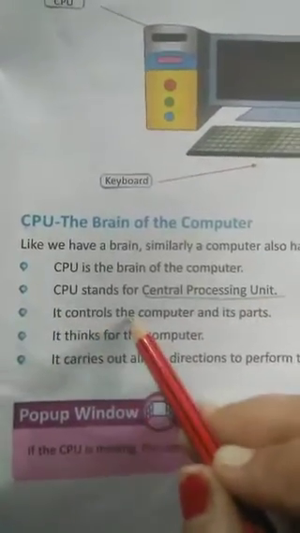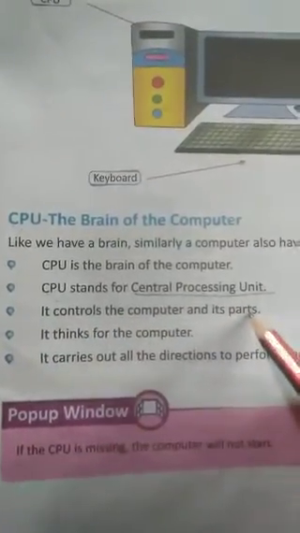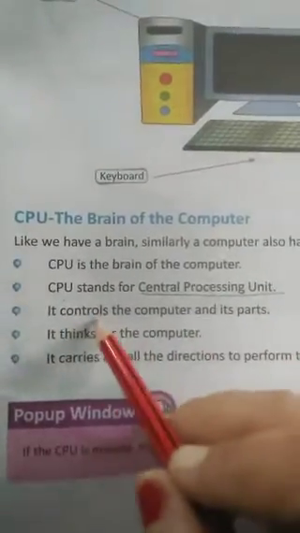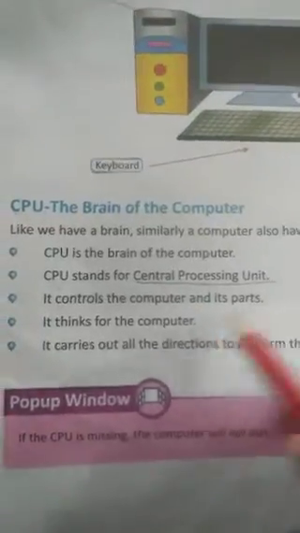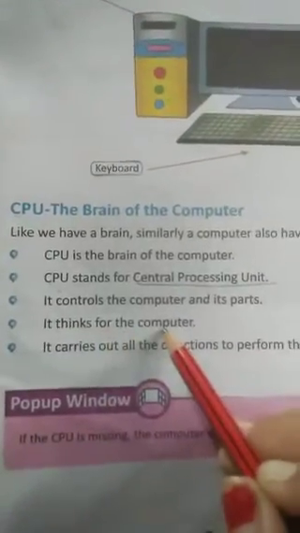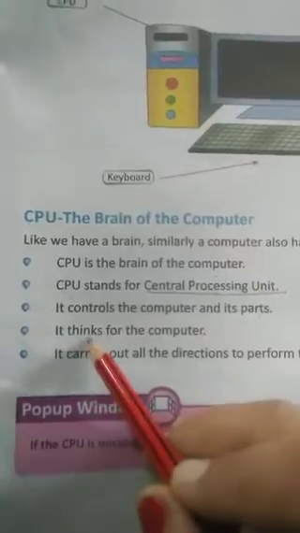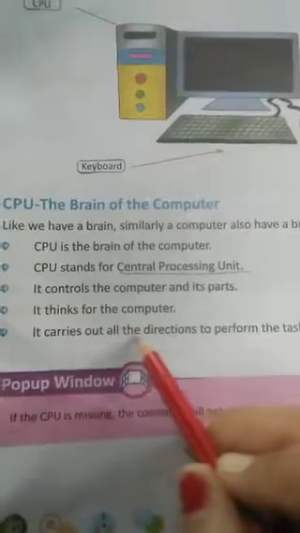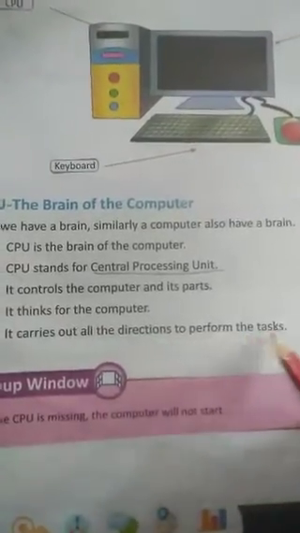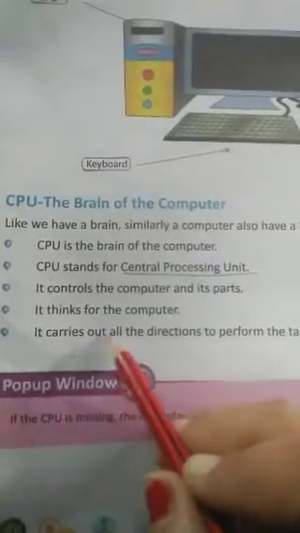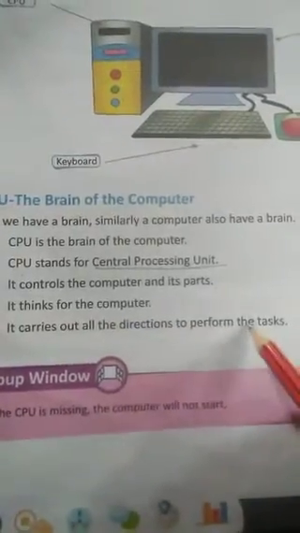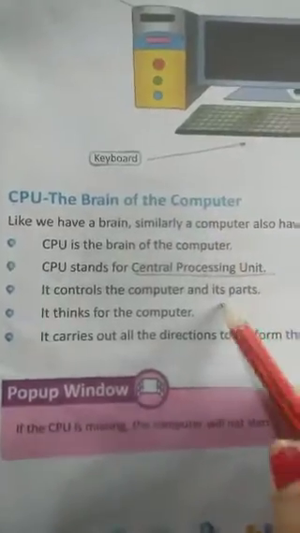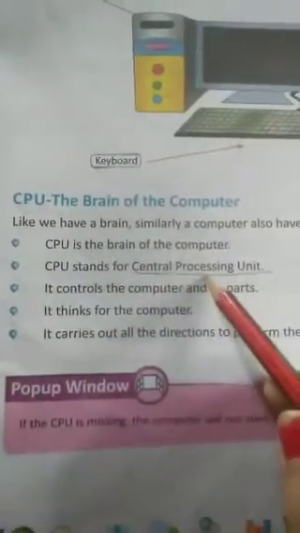It controls the computer and its parts. It thinks for the computer. It carries out all the directions to perform the task. So CPU is very important. It is the brain of our computer. The full form of CPU is Central Processing Unit.